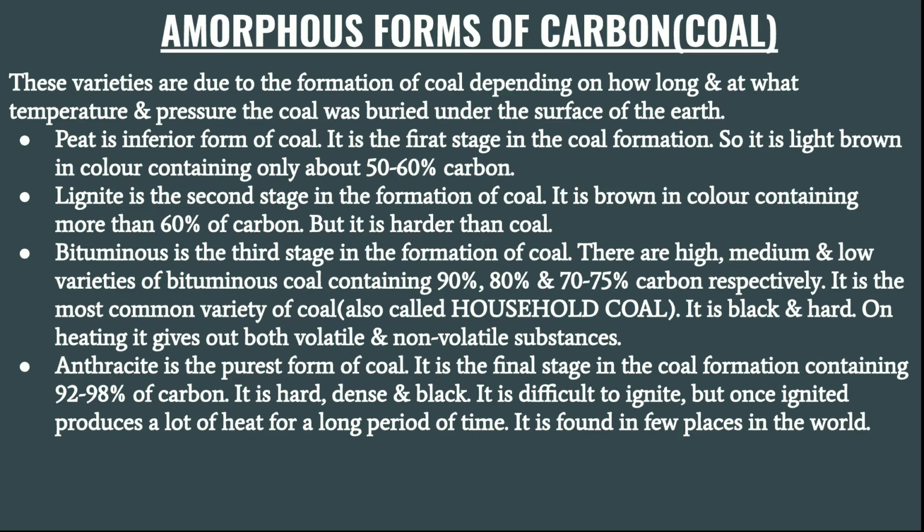Now, peat is the inferior form of coal. It is the primitive form of coal, with 50 to 60% carbon. It is the first stage of coal formation and is light brown in color. Lignite is the second stage of coal formation. It is brown in color, containing more than 60% carbon, whereas peat had 50 to 60%, and it is harder than peat.